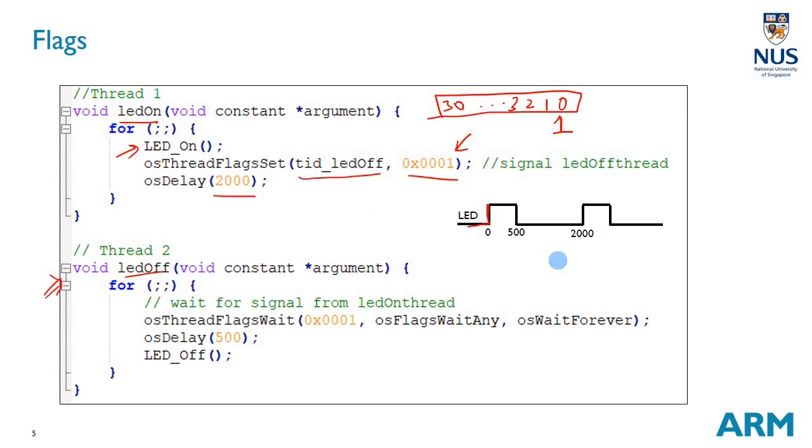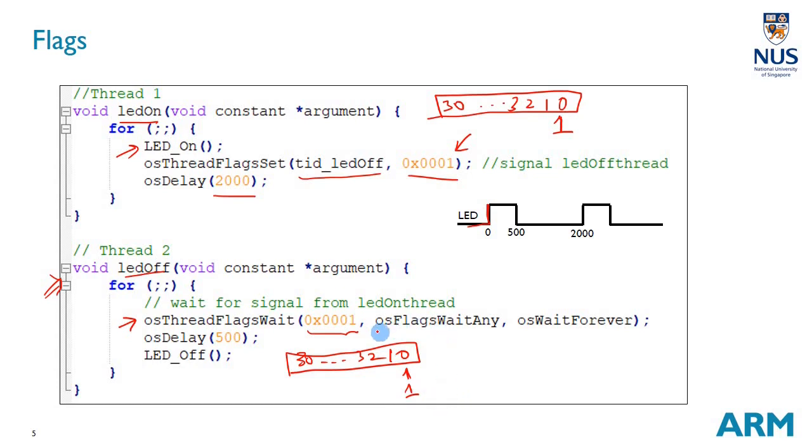Once I call OS delay 2 seconds, I go to a blocked state, so effectively thread 2 will also get a chance to run. And when thread 2 runs, you can see that the first thing it does is wait for the thread flags. This is referring to the flag that I'm waiting for. So I am waiting for the bit 0 flag to be set. So 31 to 3, 2, 1, 0, bit 0 here, I want this flag to be set.